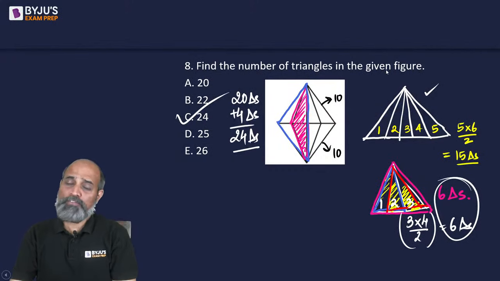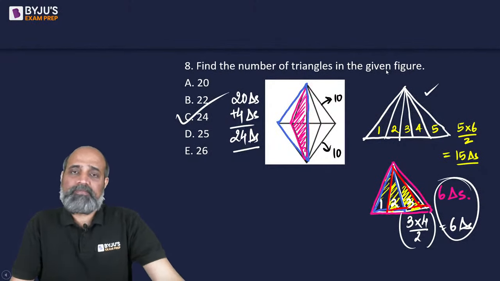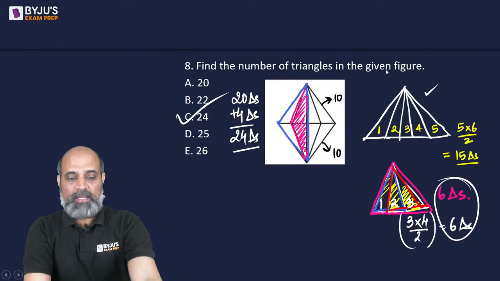Okay. 24 triangles are here. Clear? Okay, I'll move to the next question.